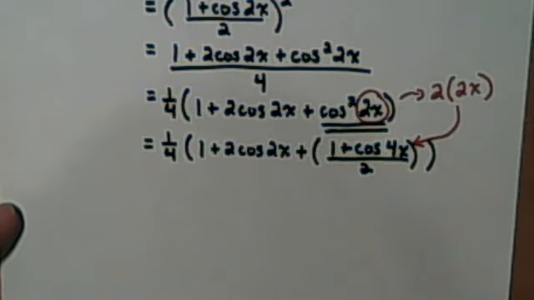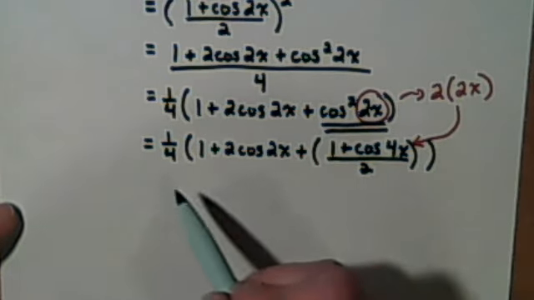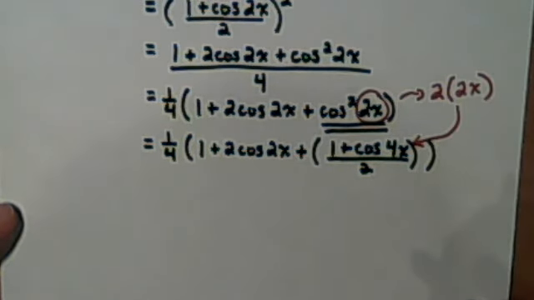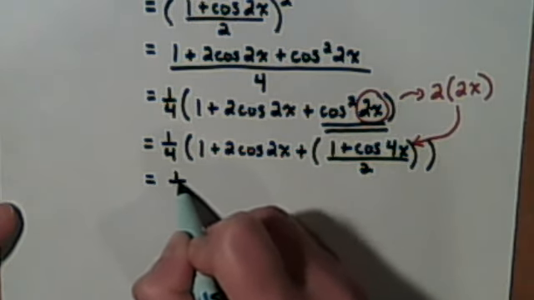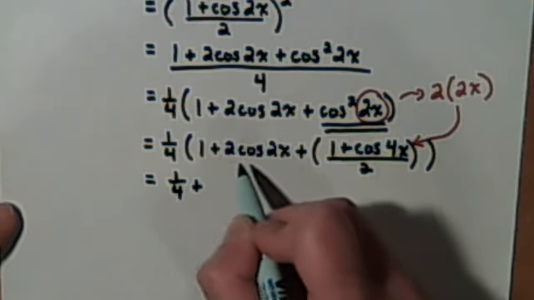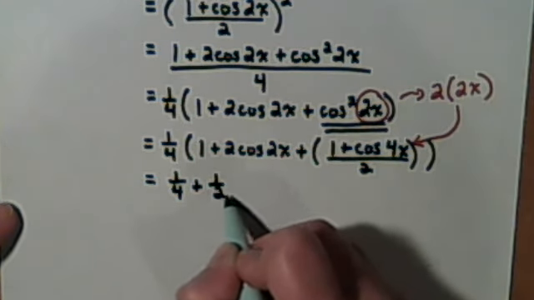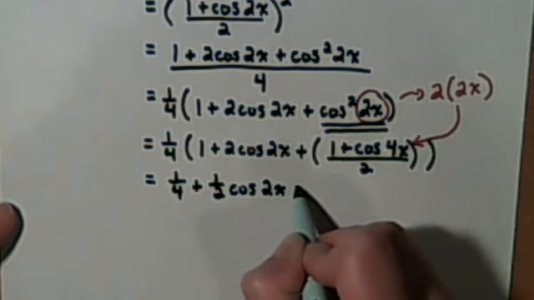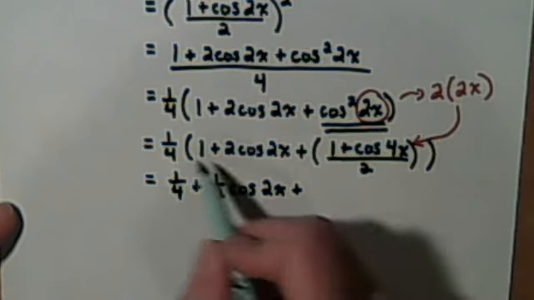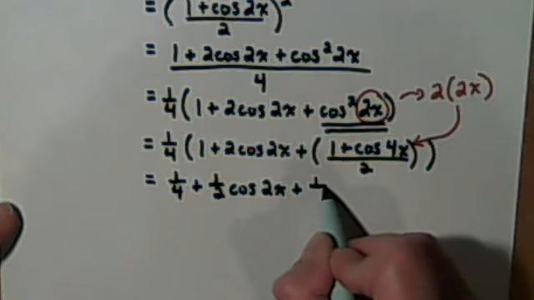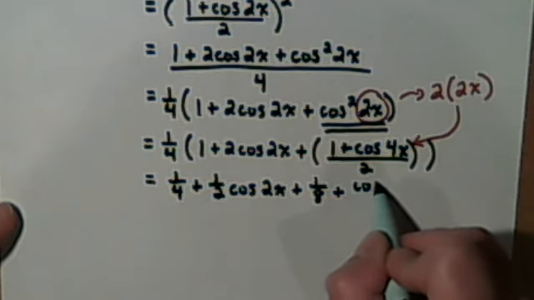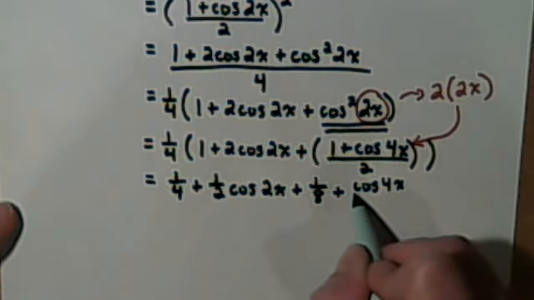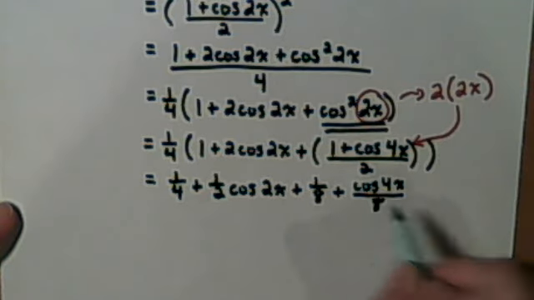Now, this might be looking a little bit nasty with all the fractions in here, so it might be easier now to distribute that fraction back through and see what I come up with. So this becomes 1/4 plus, and 1/4 times 2 is 1/2 cosine 2x, plus, now this is 1/2, so 1/2 times 1/4 gives me 1/8, plus cosine of 4x over 8.